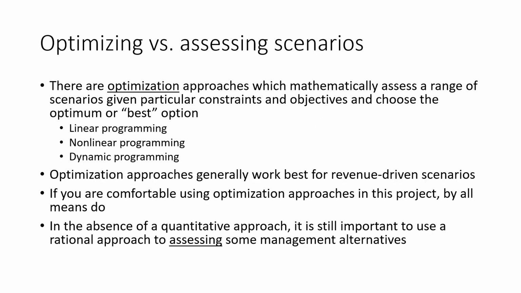Now, we're not talking about optimization. There are optimization approaches which use different mathematical frameworks to assess scenarios within given constraints and then to choose the mathematically optimum option. And this is really closer to choosing the quote unquote best option, at least from an economics perspective. Some of the frameworks that are used to do that include linear programming, nonlinear programming, dynamic programming, and you've probably heard those mentioned in other classes. We're really not going to focus on those in this lecture.